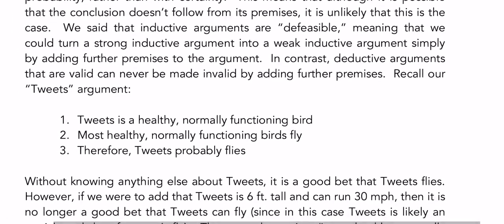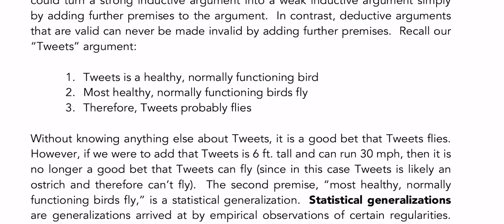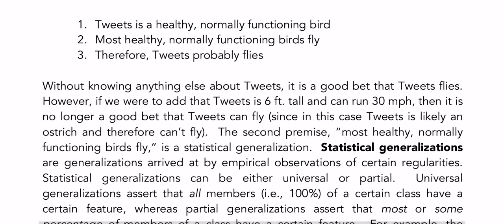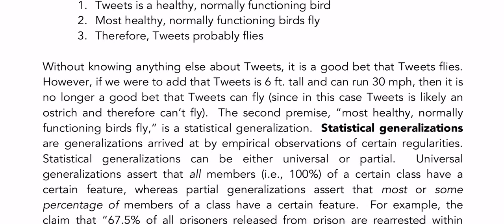For example, take the case that Tweety is a healthy, normally functioning bird. Most healthy, normally functioning birds fly. Therefore, Tweety probably flies. It is a probability. The argument is that Tweety is a healthy, functional bird and functional birds can fly, therefore Tweety can fly. But if the size of Tweety is 6 feet and its speed is about 30 mph, then how is it possible that it can fly? So in this argument, there is just a probability. This type of case is called statistical generalization.